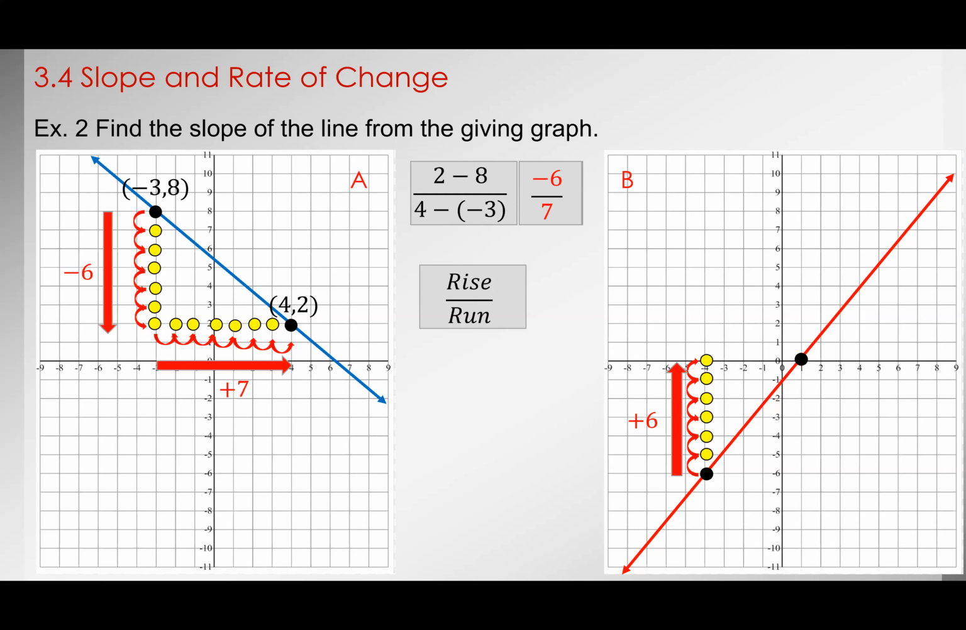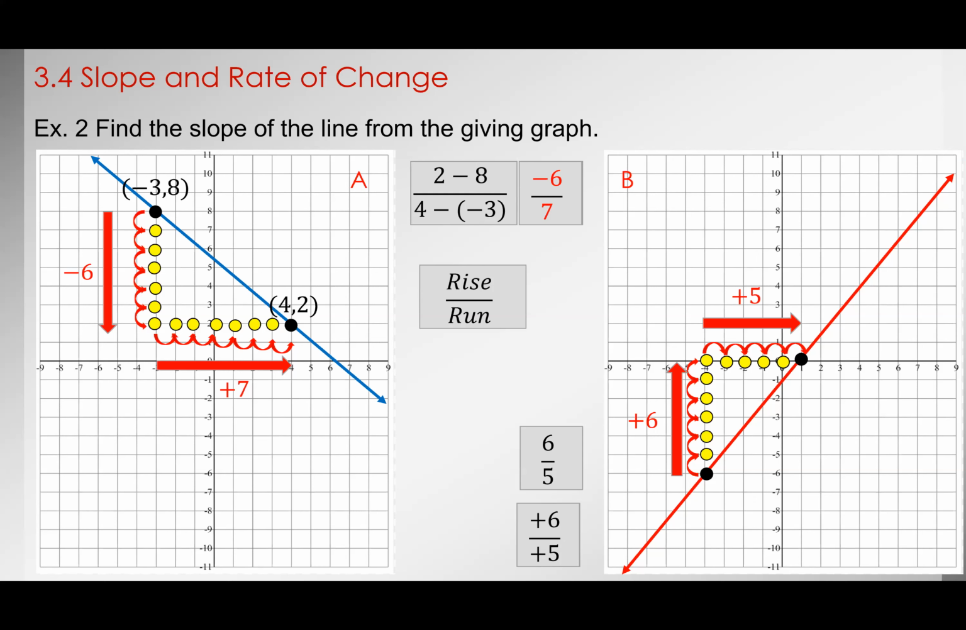Do I stop here? Well, my destination is the second black dot, and it is nowhere to be found here. So as you can see, I have 6 going up because it's positive. And because I go to the right 1, 2, 3, 4, 5 slots, it's a positive 5. So my slope will be positive 6 over positive 5, which is a positive slope.